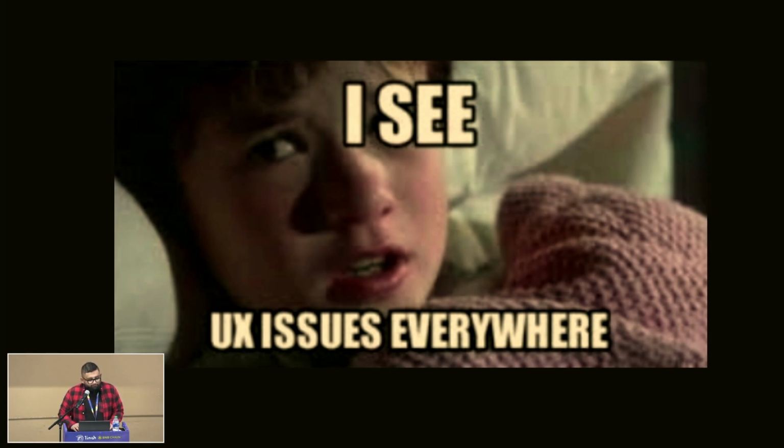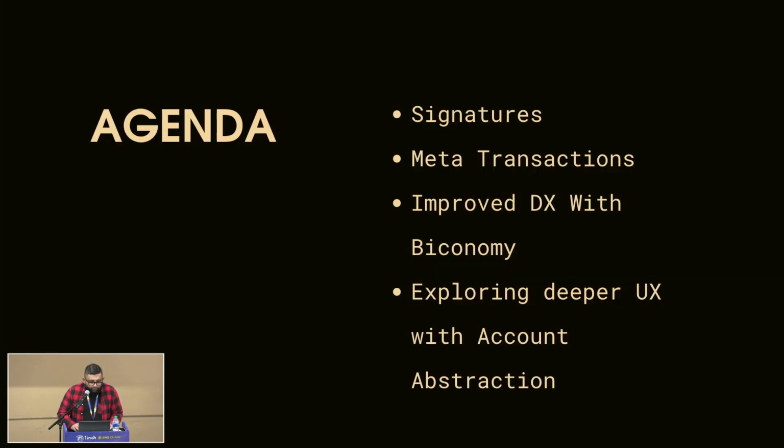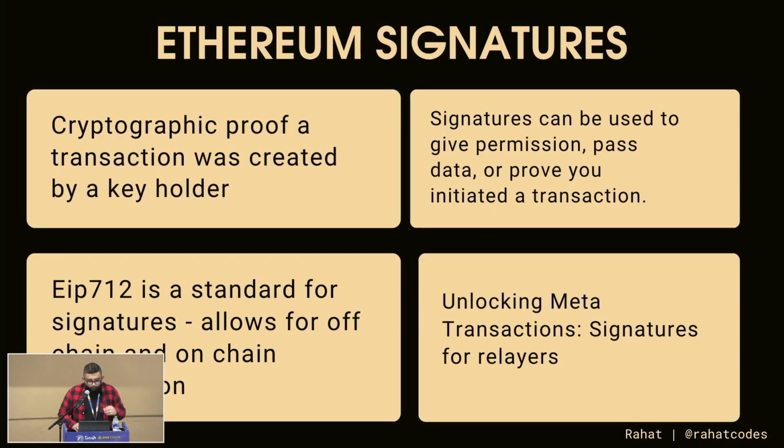So the agenda today, we're going to start off by covering signatures. Signatures will lead into meta transactions, which are what enable you to have those gasless transactions in the first place. We'll look at an easier way to implement that through improved DX with Biconomy. Then we'll explore some deeper UX with account abstraction. So starting off with Ethereum signatures.